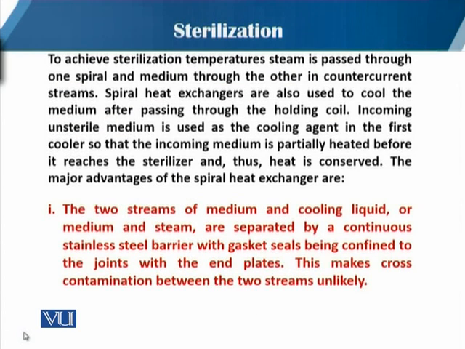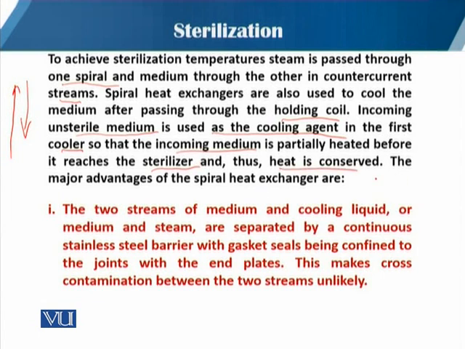To achieve the sterilization temperature, steam is passed through one spiral and the medium through the other in the counter current way. So if the steam is entering this way, then the medium is this way. The spiral heat exchangers are also used to cool the medium after passing through the holding coil. So the incoming unsterile medium is used as the cooling agent in the first cooler, so that the incoming medium is partially heated before it reaches the sterilizer, and thus heat is conserved.